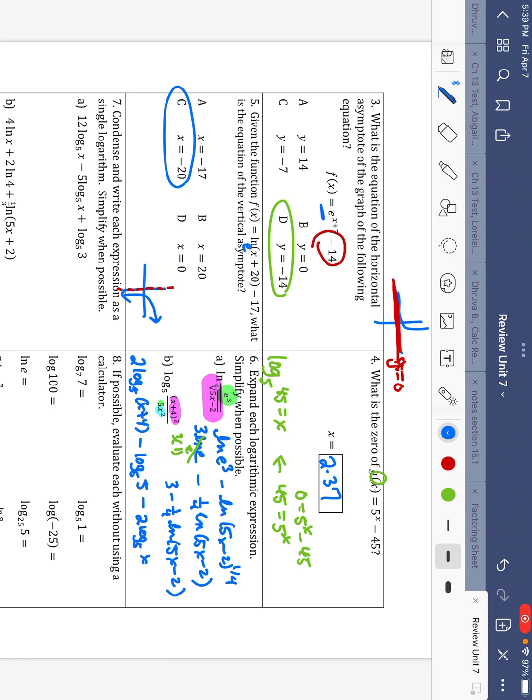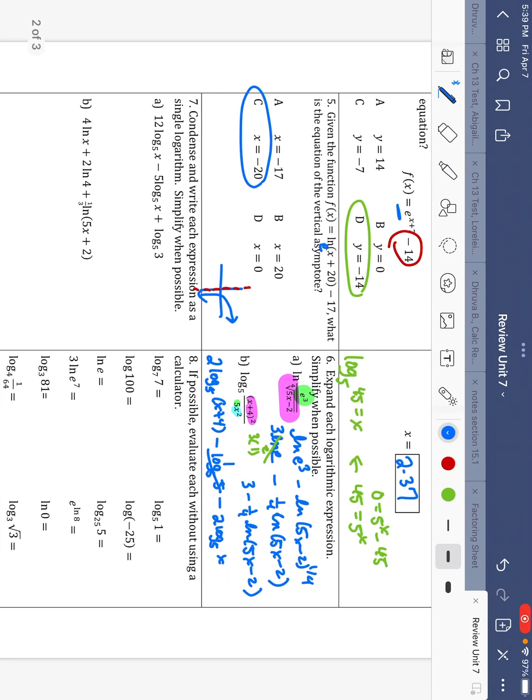So the only thing I can do here is log base 5 of 5. Well, 5 to the first power is 5, so this can be thought of as the number 1. And so that's how I would simplify that.